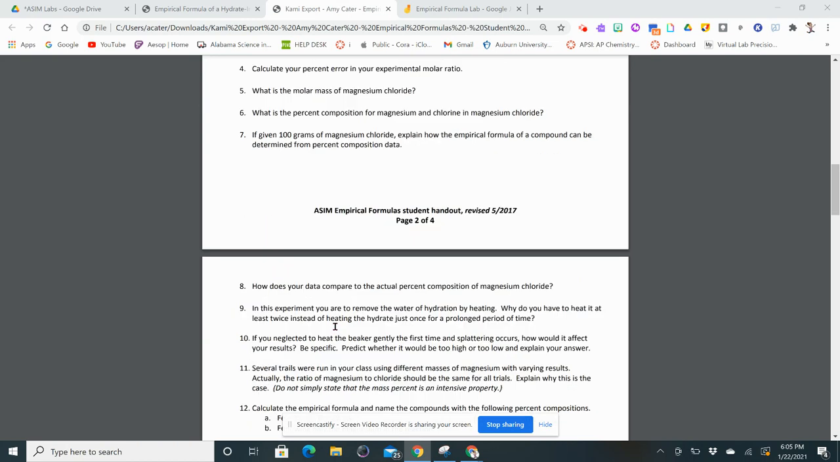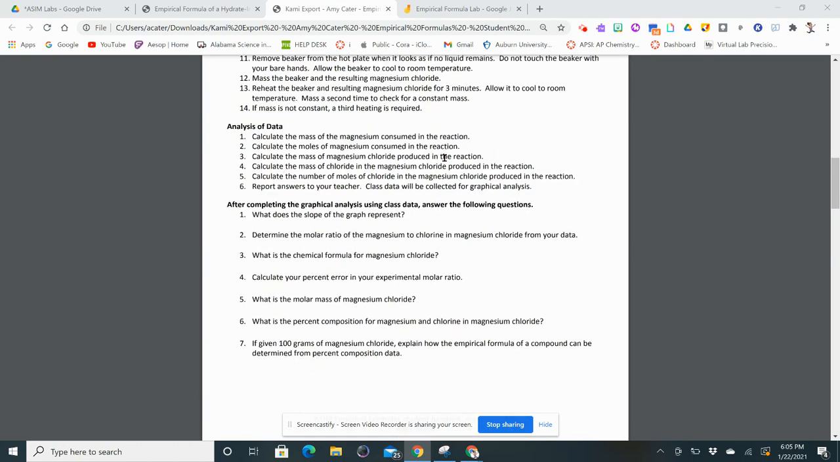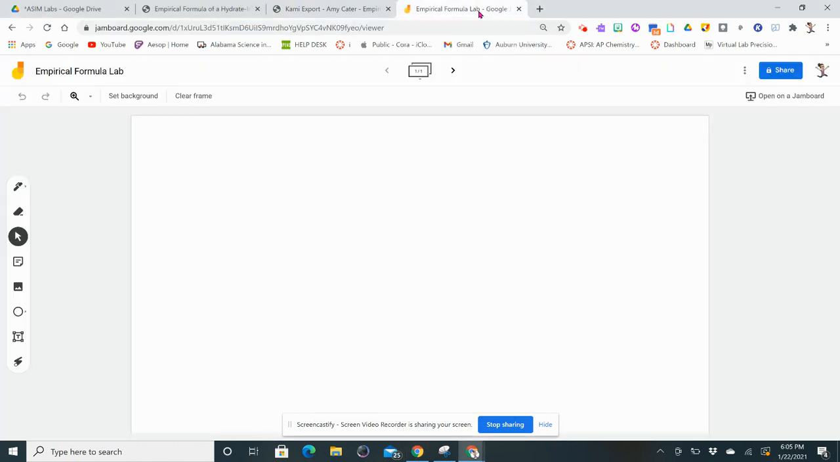All right, so here's your analysis of data. And we walked through this a little bit in class, but I want to take some sample data and walk through it a little more specifically, especially for those who may have been remote. So I'm going to use this Jamboard to do that. So sample calculation number one, you had to determine the amount of magnesium that we used.